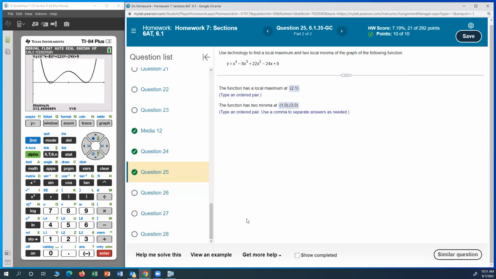Okay, so that's what you do when you are trying to find local minima and maxima. You get a good window so that you can actually see the maximum and the minimum, and then you use your second trace and then select either maximum or minimum. And remember, if you get like 1.0000004, that's essentially just 1. Your calculator is estimating a little bit. And so you can go ahead and assume that that's an actual whole number. Same with 0.999999. That's essentially 1.